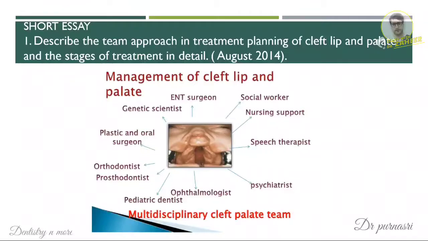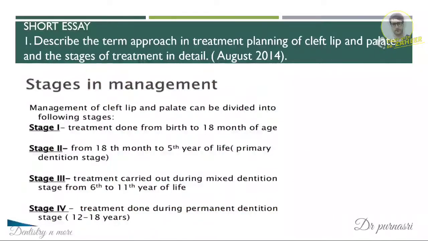Coming to the stages in management, they can be divided into 4 stages. Stage 1 is done from birth to 18 months of age. Stage 2 is the treatment from 18th month, that is 1.5 years, to 5 years of age. That is basically the primary dentition stage. Stage 3 is the mixed dentition stage from 6th to 11th year. And then the 4th stage is the treatment during permanent dentition. This is from 12 to 18 years of age.